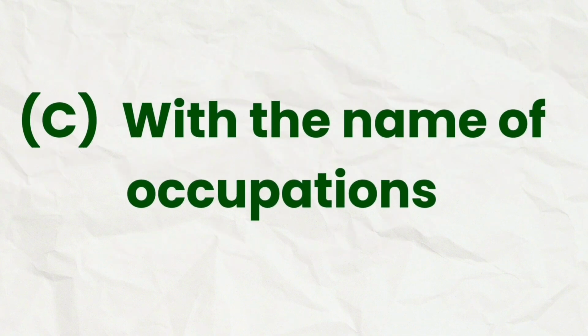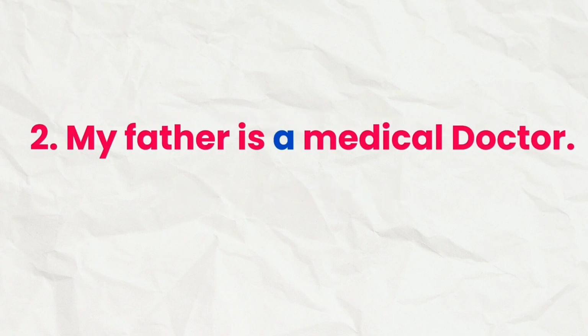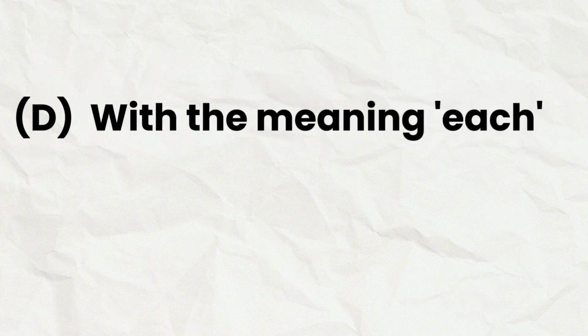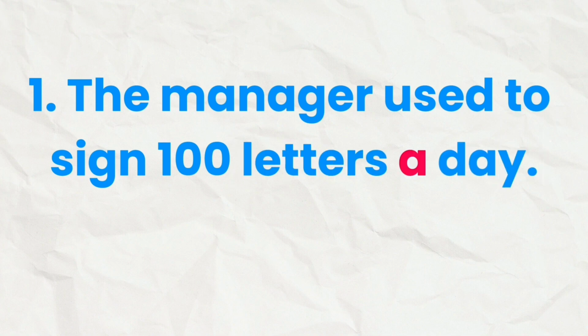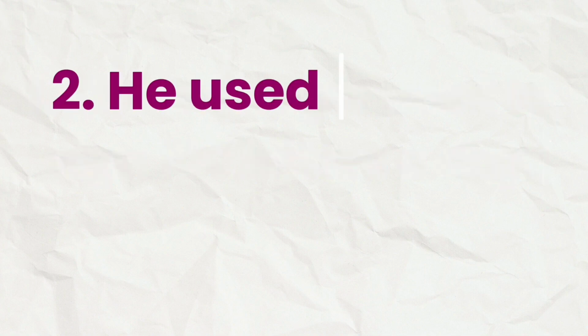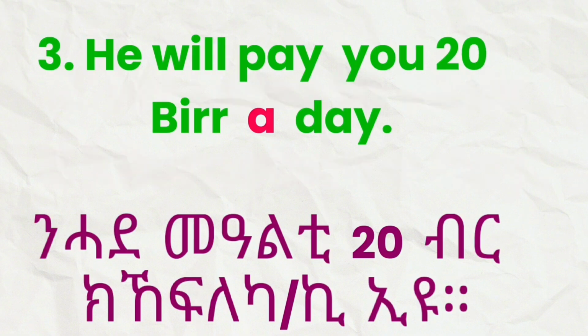C) with the names of occupations. Examples: 1. She wants to be a hostess. 2. My father is a medical doctor. D) with the meaning each. Examples: 1. The manager used to sign 100 letters a day. 2. He used to walk 5 kilometers a day. 3. He will pay you 20 birr a day.